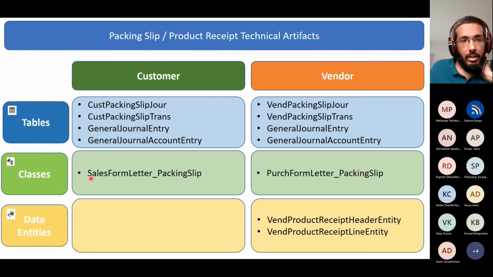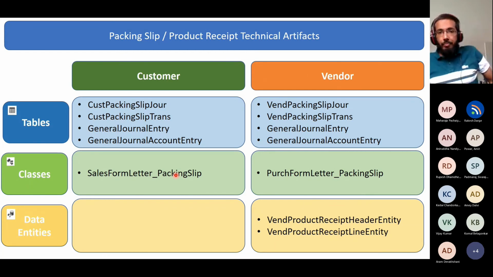Then we have the class SalesFormLetter_PackingSlip, which you can use. It's very easy to use these classes to automate the confirmation, packing slip and invoicing. These are just one or two liner codes, wherein you first construct the packing slip class, and then pass in the required parameters of the sales table or the sales parm table. On that basis, you can perform a packing slip for that specific sales order.